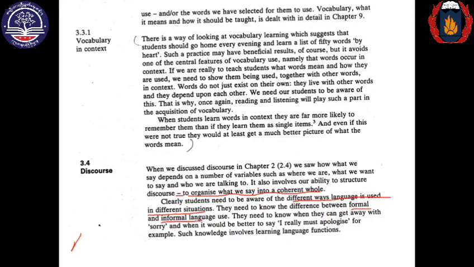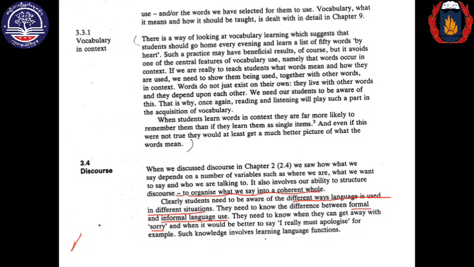Participants, addressee, topic. What are we going to talk about? A football match, for example. In which situation do we have to use formal and informal language? This is called discourse. They need to know when they can get away with a casual apology, and when it would be better to say, I really must apologize.